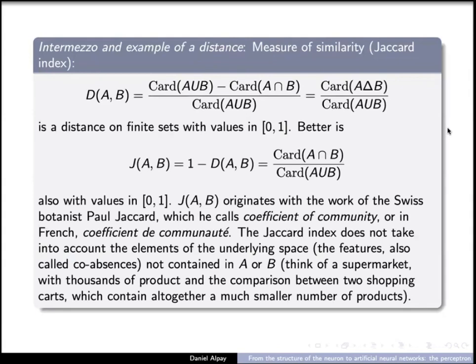Think about a supermarket and you have two shopping carts. You want to compare, you would compare what is together and the union. You will not compare with the whole thing. This is a similarity. They call it a similarity metric, but it's not a metric. But just a small interruption. What is interesting is that Jaccard did this in 1901, before geometric spaces and everything, he did this for his own purposes, and then it was rediscovered.